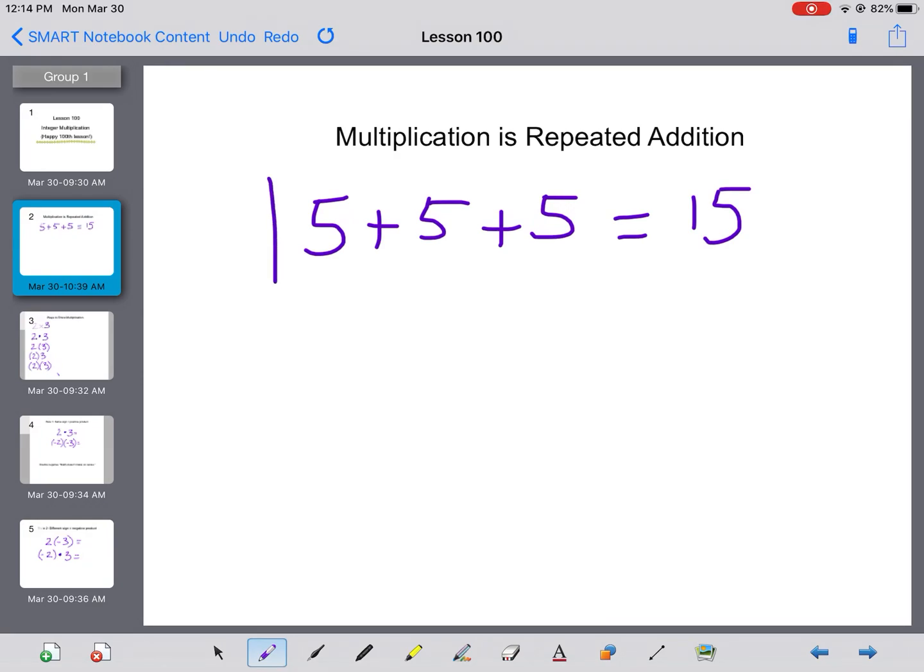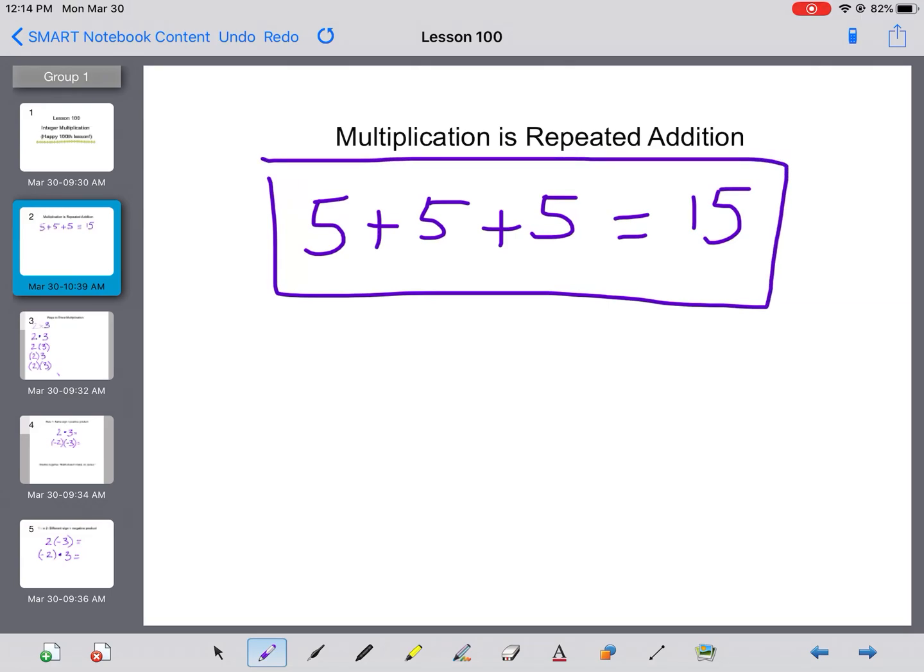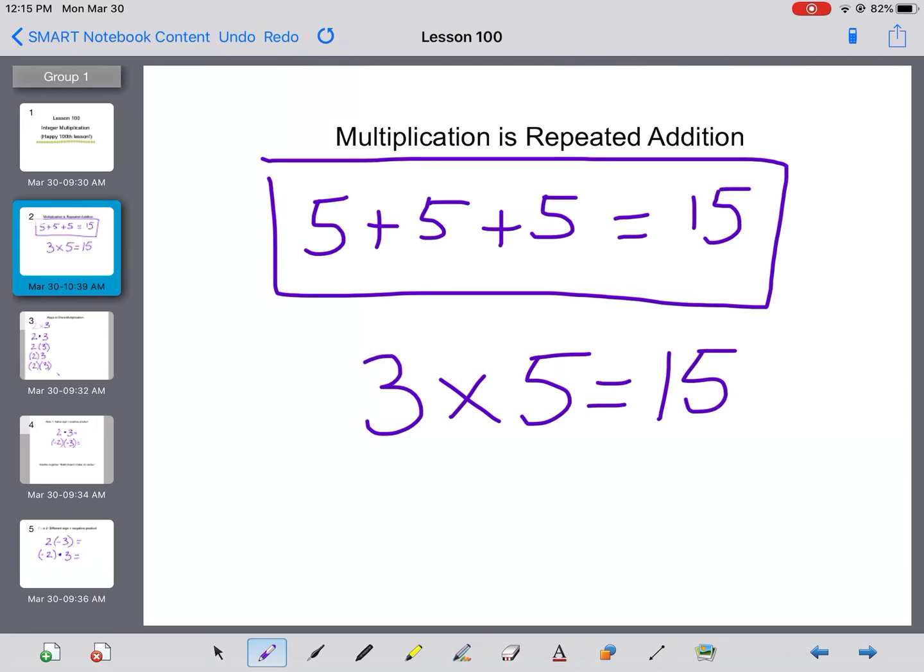And what we have to remember before we begin integer multiplication is that multiplication is really just another way to express repeated addition. So what we have here is an addition sentence. We have 5 plus 5 plus 5 is 15. Now, you should remember that another way that we can write 5 plus 5 plus 5 is simply 3 times 5, and you get the same answer of 15. So just something to keep in mind, that multiplication is the same as repeated addition.